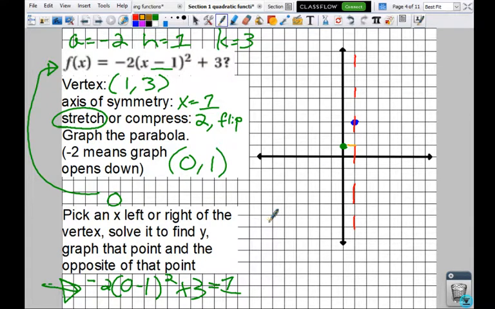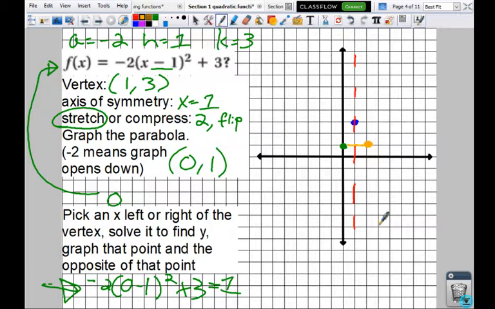My green dot I just found because I plugged in 0 for my x and I found 1 for y. To go from my green dot to my axis of symmetry, I have to go right 1. If I go right 1 again from there, that is another dot. Because my axis of symmetry cuts my graph perfectly in half, if I have a point 1 away from my axis of symmetry on the left, I have one 1 away from my axis of symmetry on the right. So I've got my dots on there.